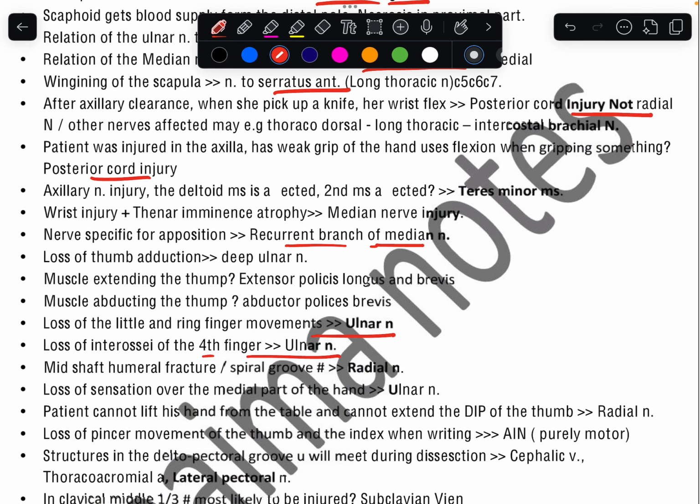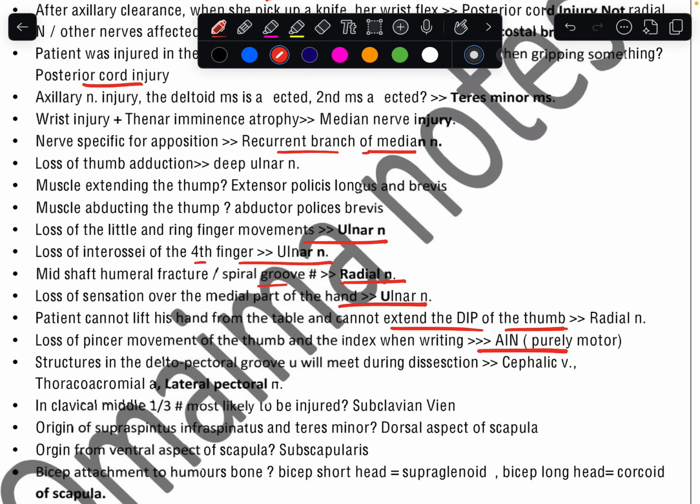Interossei, ulnar nerve. Midshaft humerus fracture, radial nerve. Sensation over the medial aspect is ulnar nerve. Patient cannot lift his hand from the table and cannot extend the DIP: radial nerve. Loss of pincer movement; pincer movement is purely motor.